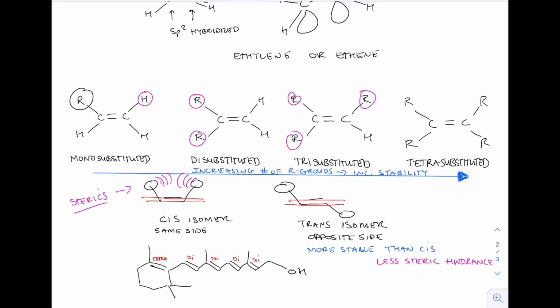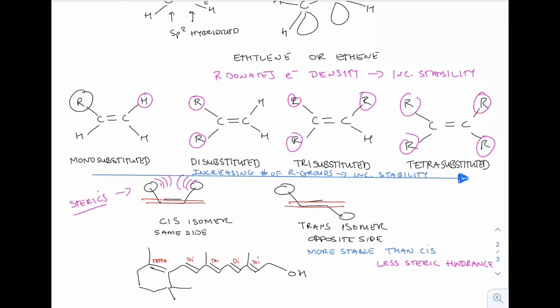Sorry about it. Now, one explanation for the stability increasing as you increase the number of R groups is that R groups donate electron density, and the sp2 carbons in that pi bond are more willing to accept it. So that increases the stability, right?